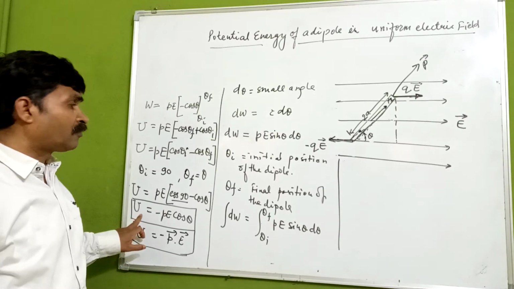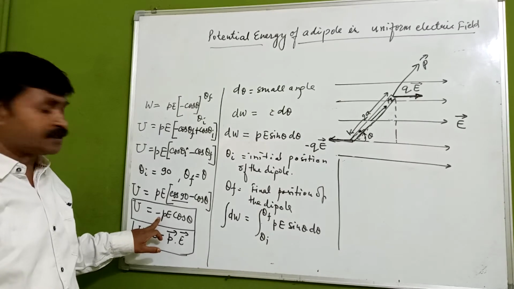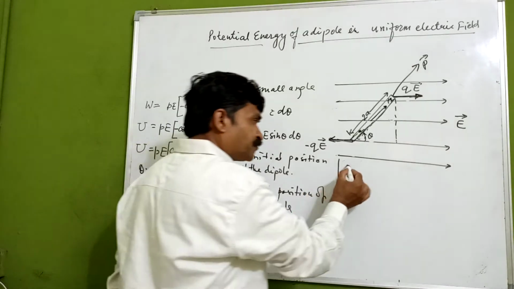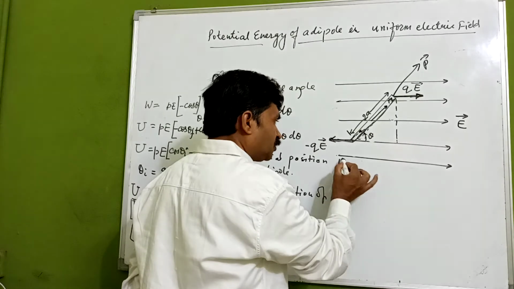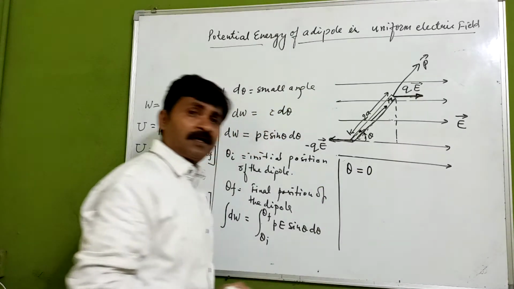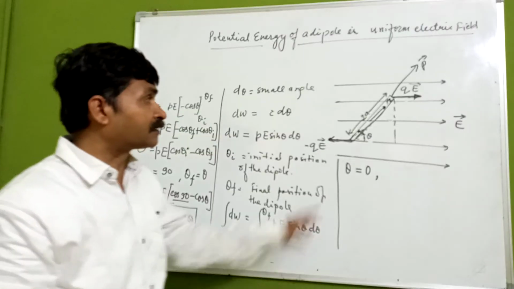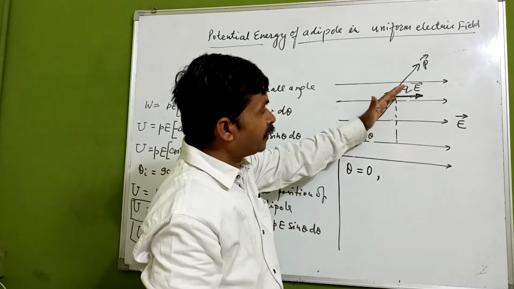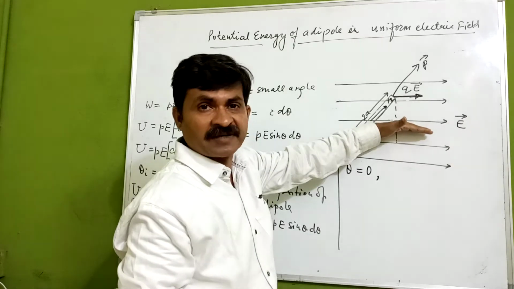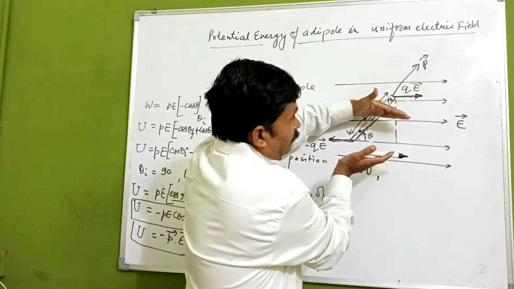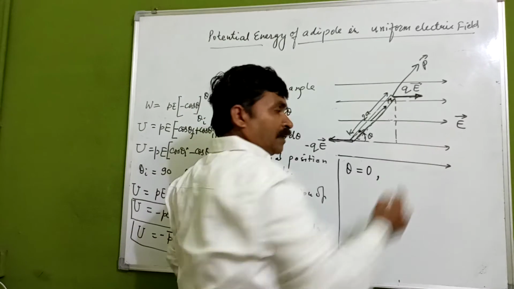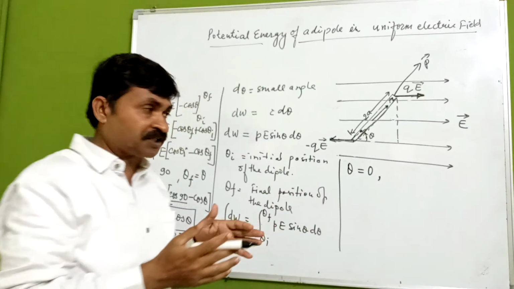Okay, now here we have the potential energy in terms of minus PE cos theta. Now suppose we have theta equal to 0. What does it mean? It means that the dipole moment and the electric field both are in the same direction. The dipole will be like this, meaning dipole moment and electric field both are in the same direction.